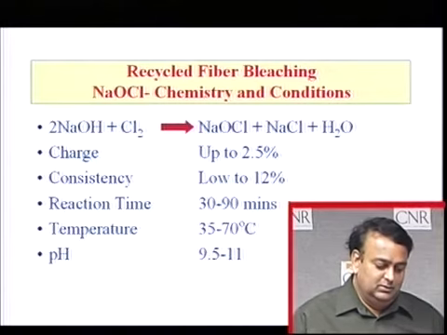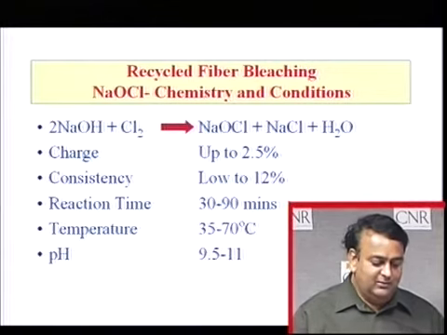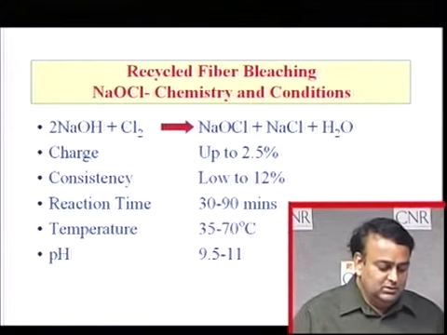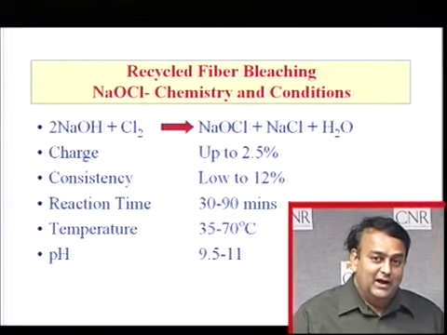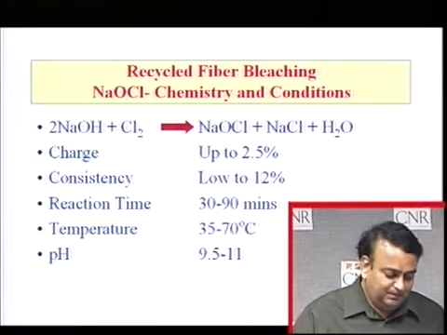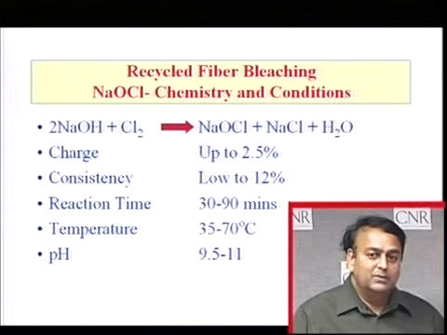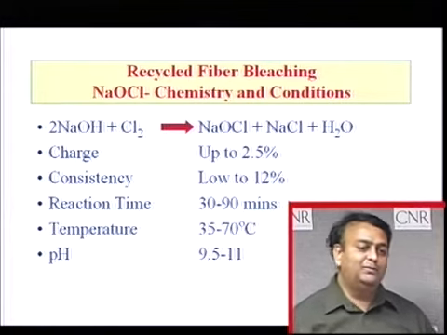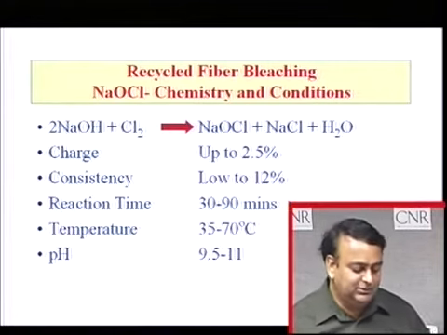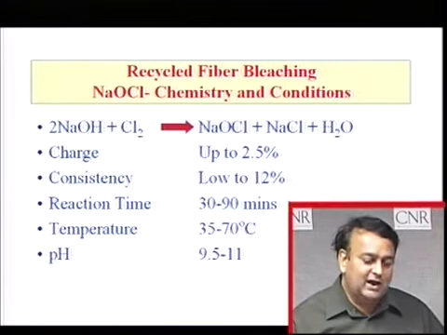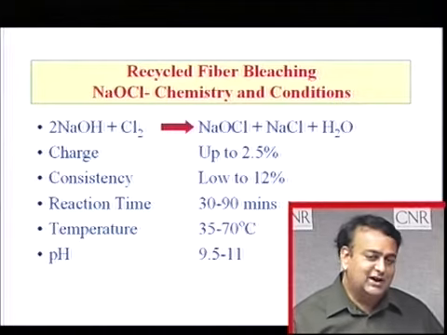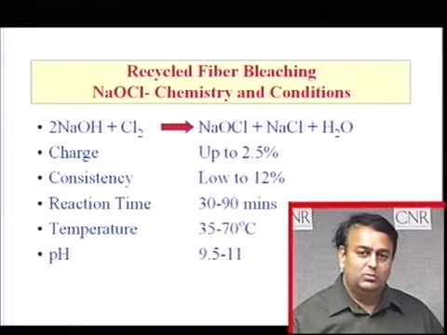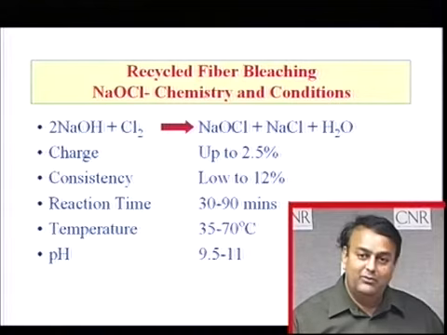Hypochlorite is made when sodium hydroxide reacts with chlorine, then you get sodium hypochlorite. This sodium hypochlorite attacks the dyes and decolorizes them. The charge I have seen for mixed office waste is all the way up to 2.5%. Consistency is typically 5% to 12%, ideal for medium consistency pulpers. It is a very economical chemical, you can add it in the pulper and bleach. Reaction time is short, anywhere from 30 minutes to 90 minutes, and temperature from room temperature, 35 degrees C to 70 degrees C.